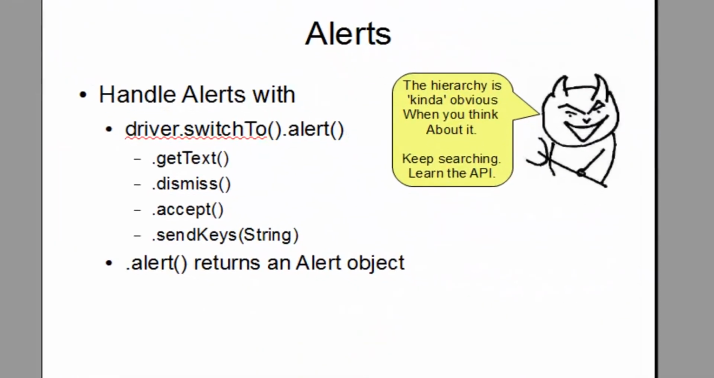API, driver.switchTo().alert, which returns an alert object with the methods on it for getting the text, dismissing, accepting, or sending keys. Very simple API, and you will be using that in the next exercise.